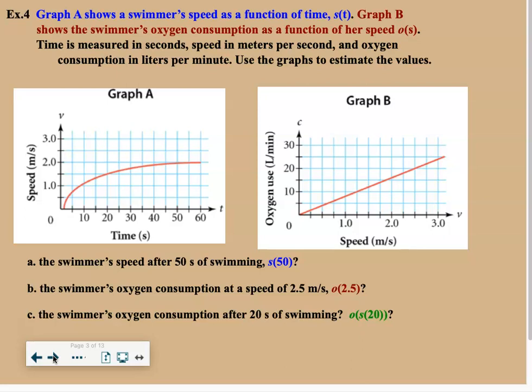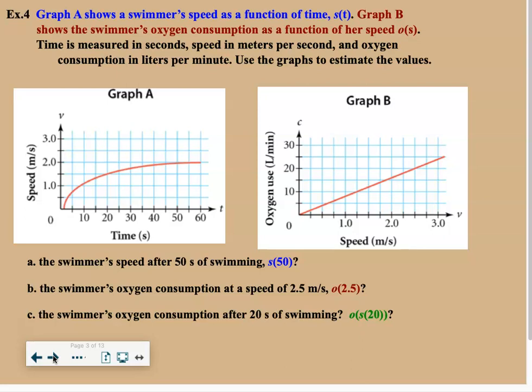All right, so anyway, your job as a group is to just discuss, and then on paper, we'll do more whiteboards in a minute. But on paper right now, see if first you can find the swimmer's speed after 50 seconds. So think about which graph you're going to use that relates time and speed. Then you're going to find the swimmer's oxygen consumption at a speed of 2.5 meters per second. So you need to use a graph that relates speed to oxygen consumption.